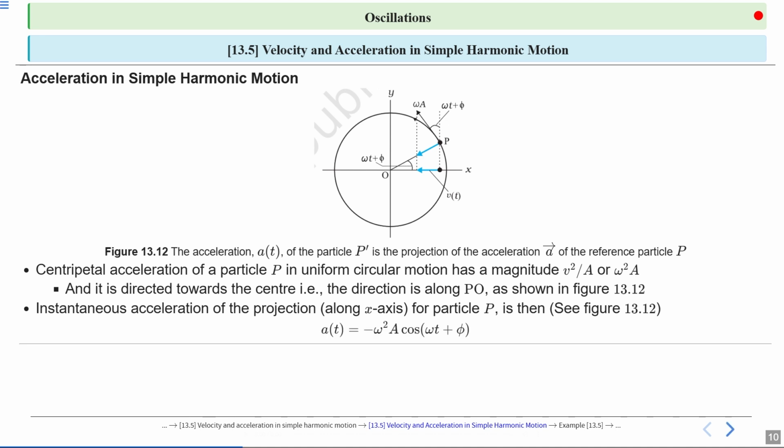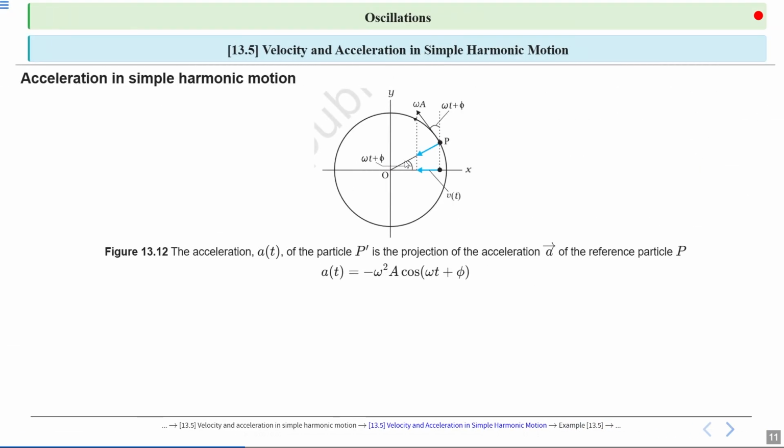So the formula for acceleration in SHM is a of t is equal to minus omega square A into cos omega t plus phi. Here negative sign shows that the acceleration is always directed opposite to the displacement, pulling the particle back toward the center. For example, if omega is 2 radians per second, A is 0.5 meters and phi is 0, then at t equal to 0, the acceleration would be minus 2 square times 0.5 times cos 0, which is minus 2 meters per second square.